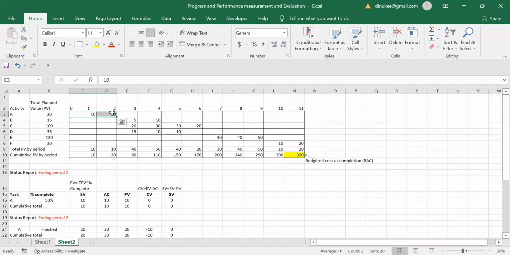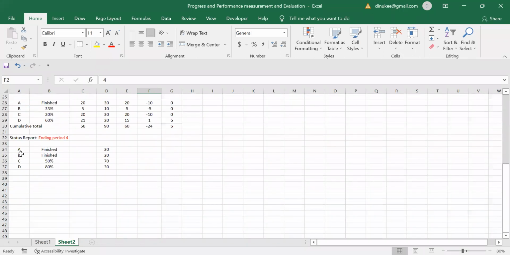So it should be finished now. Right? So activity B, if I take the activity B, as I am in the ending period 4 here, the activity B is now already completed, right? That's why I'm telling that. That's why I have indicated here for the activity A and for the activity B, the status of completion is now finished. But for the activity C and activity D, it is 50% completed and 80% completed, right?